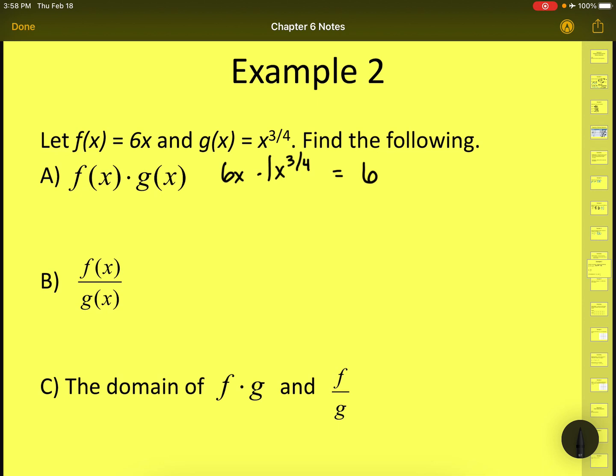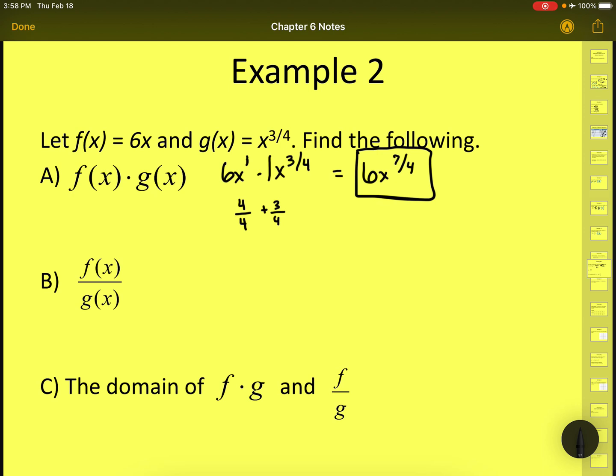Okay, but notice on the first x, I don't see any exponent. So remember to assume it's a 1. And I'm adding 1 and 3/4. So you could think about 1 using the same denominator as 3/4. 1 is the same thing as 4/4, plus 3/4, that's 7/4. So we have 6x to the 7/4.